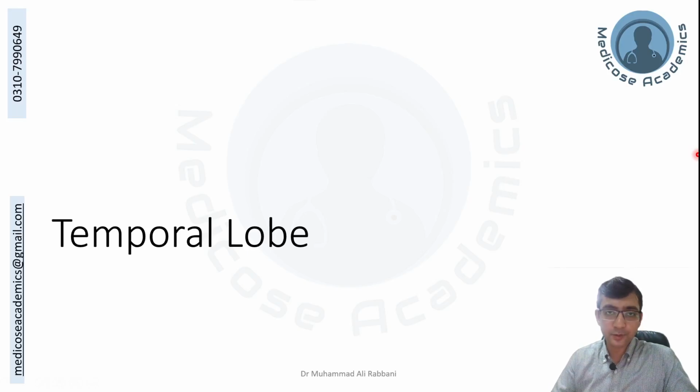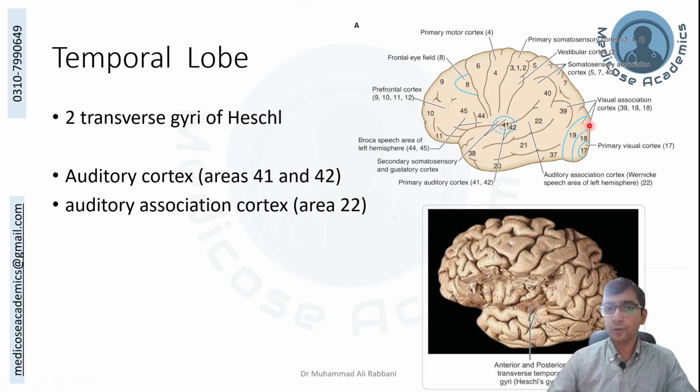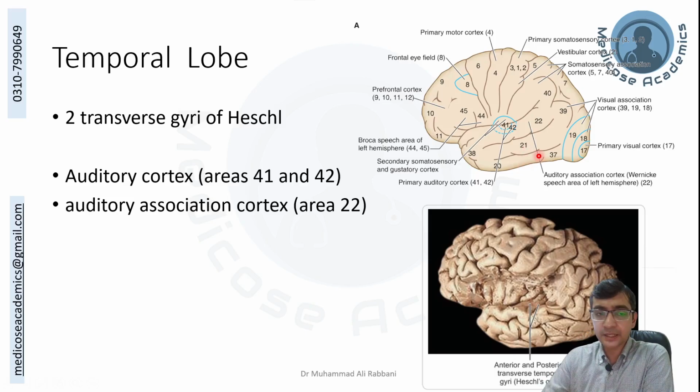Now moving on to the last but not the least, the temporal lobe. The temporal lobe is the one that is present beneath the lateral sulcus, and it consists of the superior, middle, and inferior gyri. The most prominent functional area that I'm going to discuss is the auditory area. Of course, there are many others, but I'm here going to discuss the auditory areas.